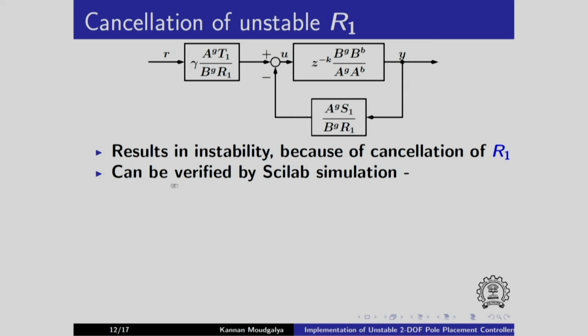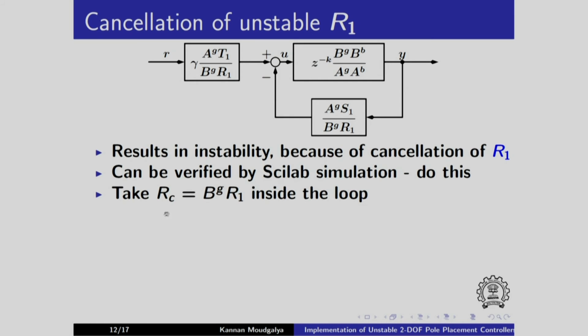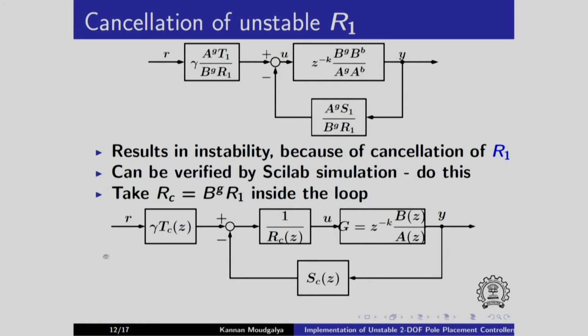So what do we do? First of all, I would want you to verify this. I would want you to reproduce this Scilab simulation. So let us suppose that we take RC equals BG_R1 inside the loop. So there is no issue of R1 appearing from here and cancelling something that appears in the denominator. So I have taken this RC inside. What is RC? This is BGR1. Where does it appear? It appears in the denominator here, it also appears in the denominator here. So I have taken it inside.